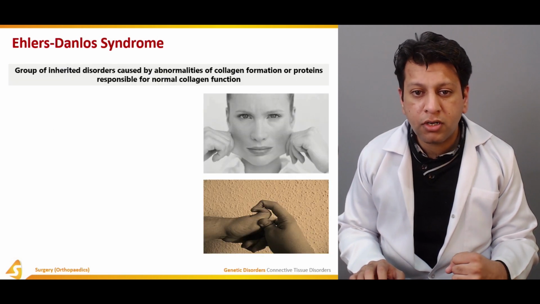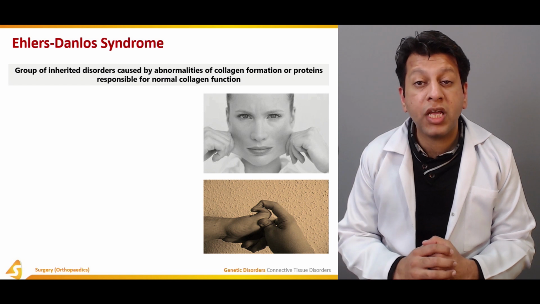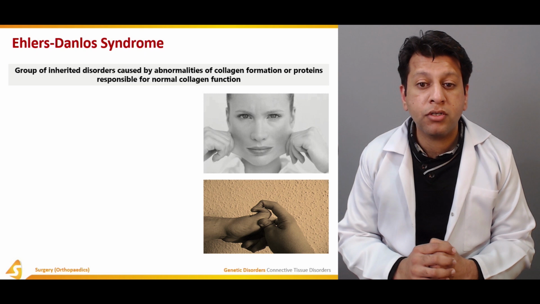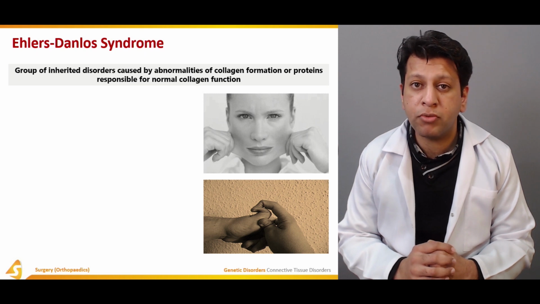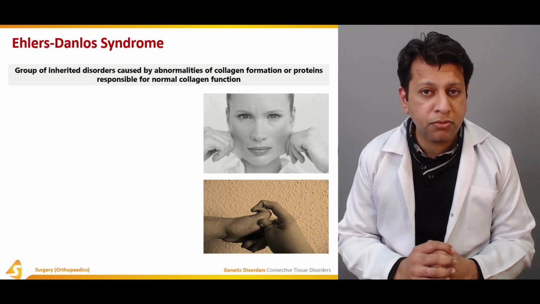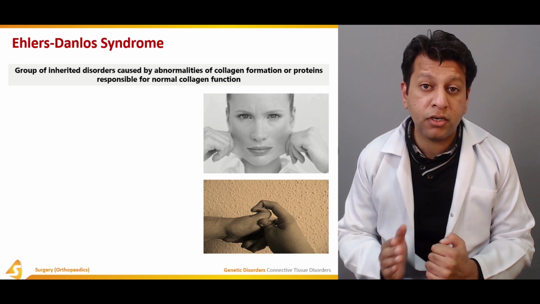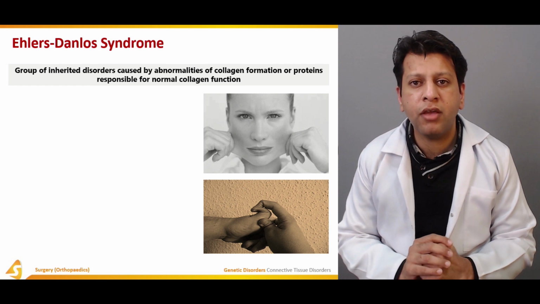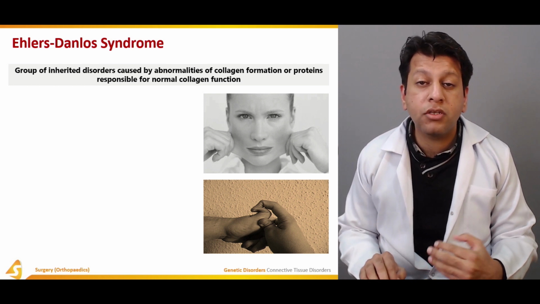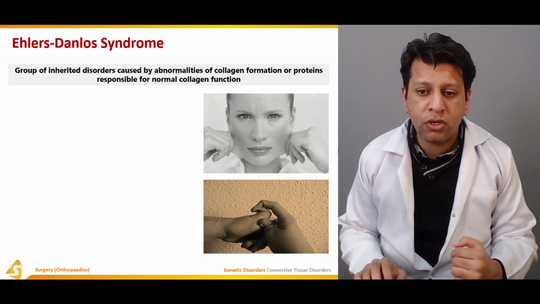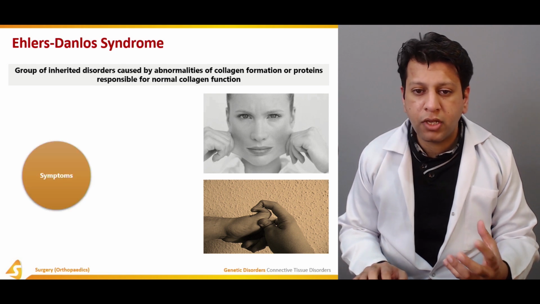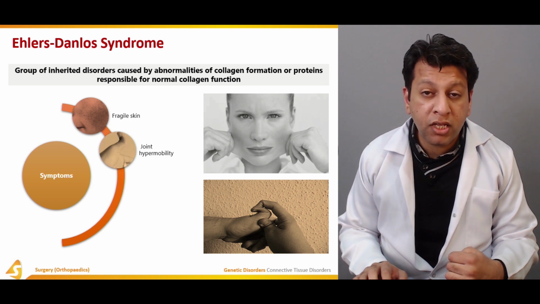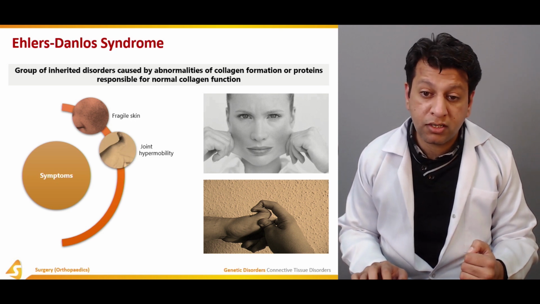Ehlers-Danlos syndrome is actually a group of inherited disorders caused by abnormality of collagen formation and the proteins responsible for normal collagen. There may be different types of collagen, almost from 1 to 13 different types. Usually types 5, 1 and 3 are mainly affected in this disorder. The features of this disorder usually include problems with the skin, such as fragile skin. There is joint hypermobility because of their generalized ligamentous laxity.